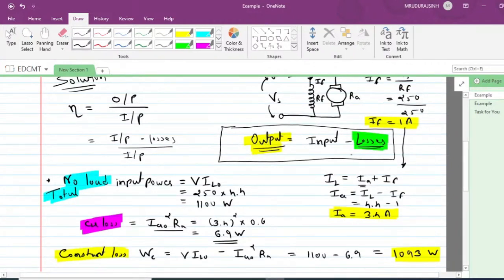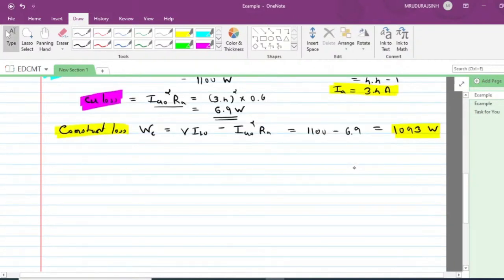See, because this loss over here is made up of two losses. One is constant loss and the other is Cu loss. Constant loss means core loss and the other loss, Cu loss, means copper loss. Constant loss is constant in all conditions, and Cu loss is variable, that depends on the load condition. So first of all we got this constant loss, and now we are going to calculate this copper loss. So let's calculate the copper loss.